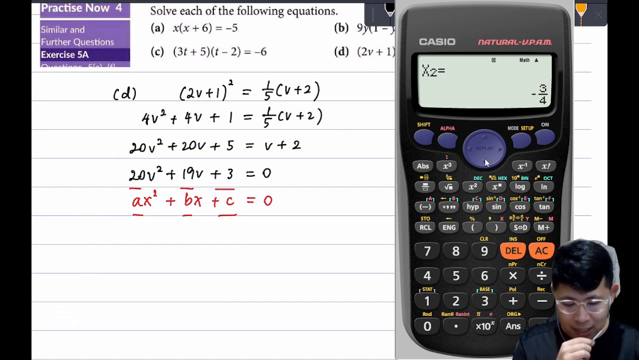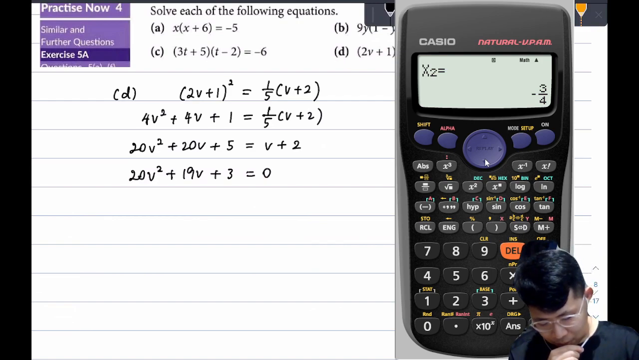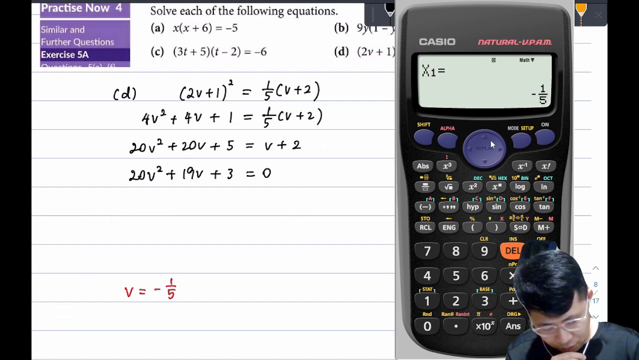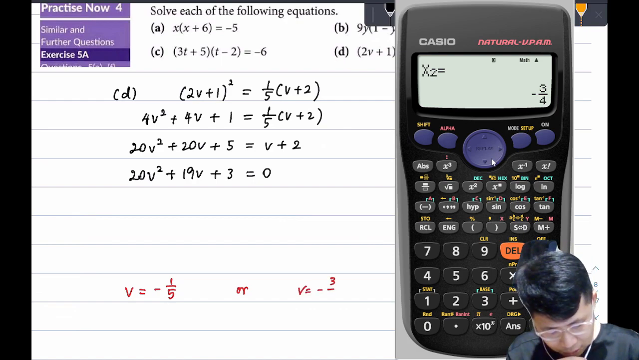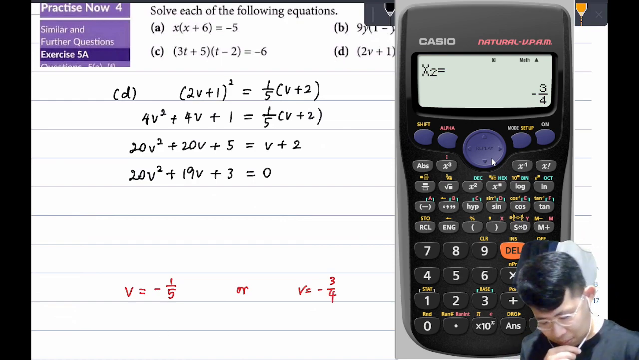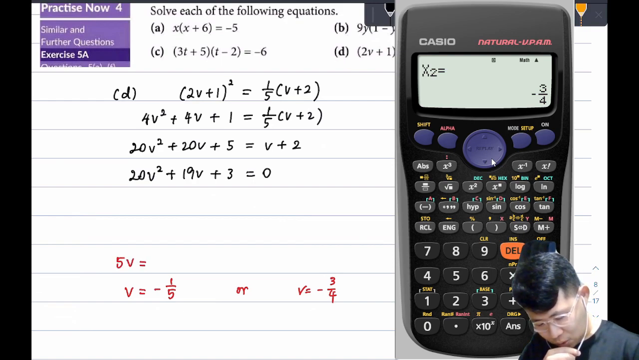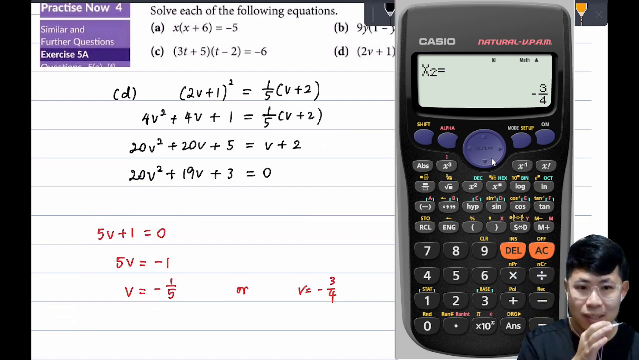So how do we get the answer? It is from the bottom. So let's leave 4 lines. We start with the first answer, v equals to negative 1 over 5 or v equals to negative 3 over 4. So let's work our way backwards. From this one over here, multiply by 5. So 5v equals to negative 1. 5v plus 1 is equals to 0. So we have something with 0 on one side already.